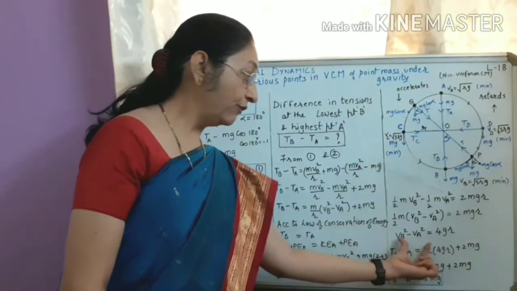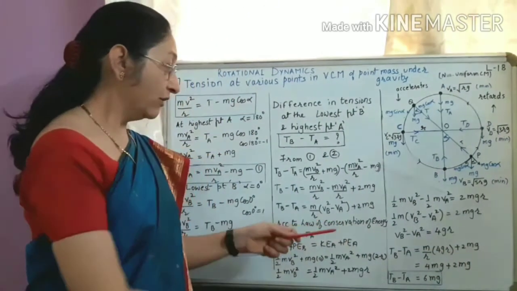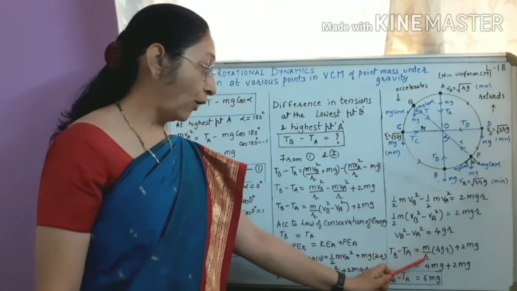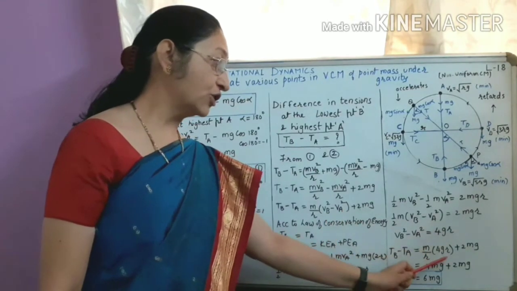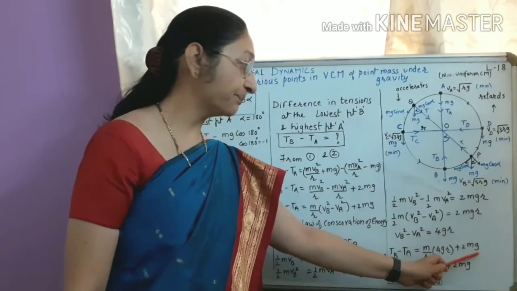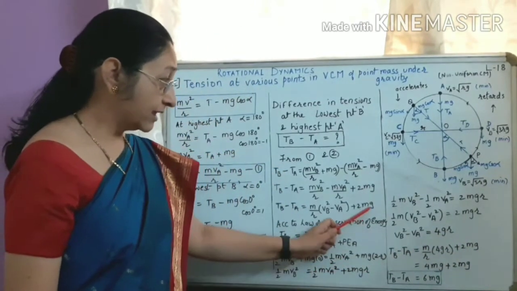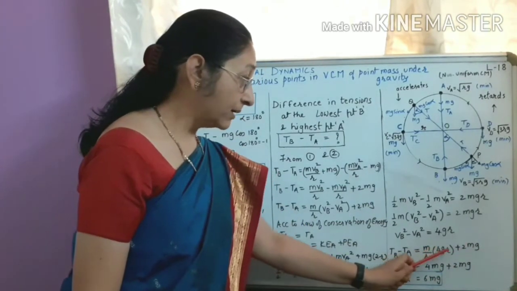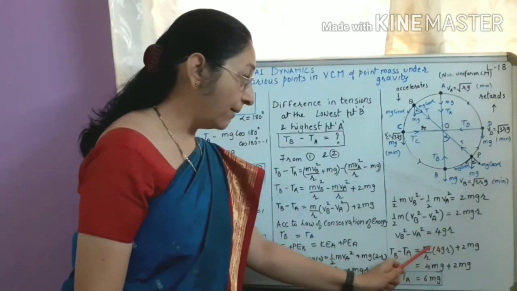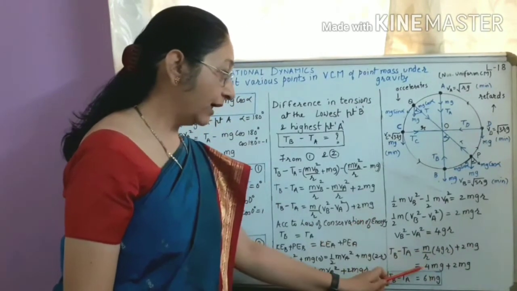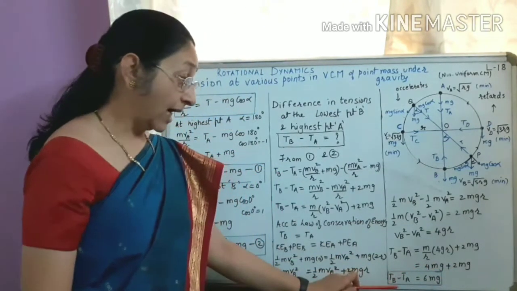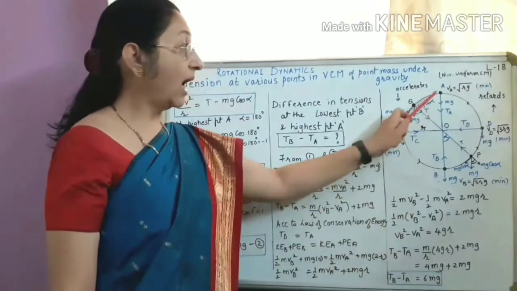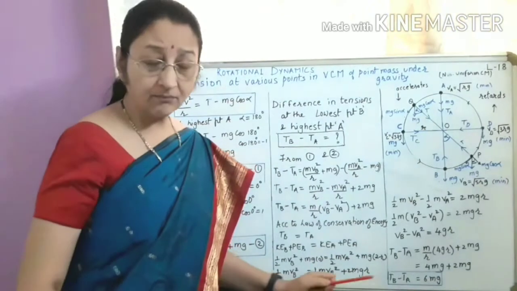Now, we have found the value of vB square minus vA square, that is 4gr, which we put here. And hence, we get TB minus TA is equal to m upon r, times vB square minus vA square, which is 4gr, plus twice mg. Now, the r gets cancelled. So, we get 4mg and here 2mg. So, we get 4mg plus 2mg, that is TB minus TA is equal to 6mg. So, the difference in the tensions between the highest and the lowest points is 6mg.